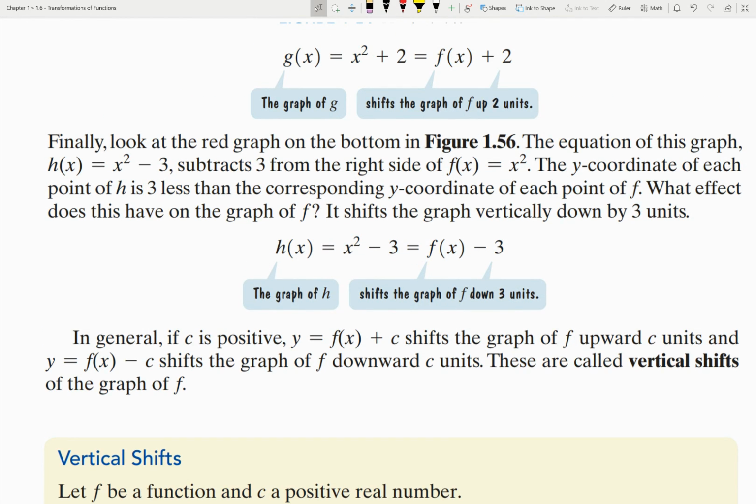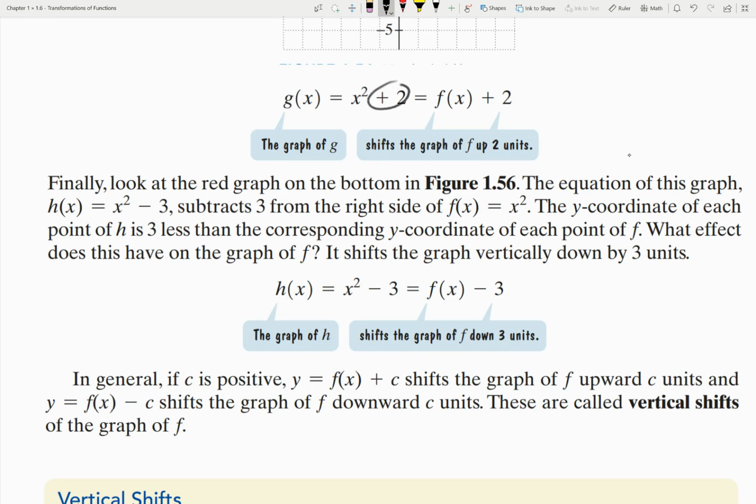Okay, and also notice that in both of these, we're adding and subtracting outside of the function, to the output of the function. We're not squaring the 2 or the 3. We're squaring my input first, whatever it happens to be, and then we're adding 2 or subtracting 3 from that answer.